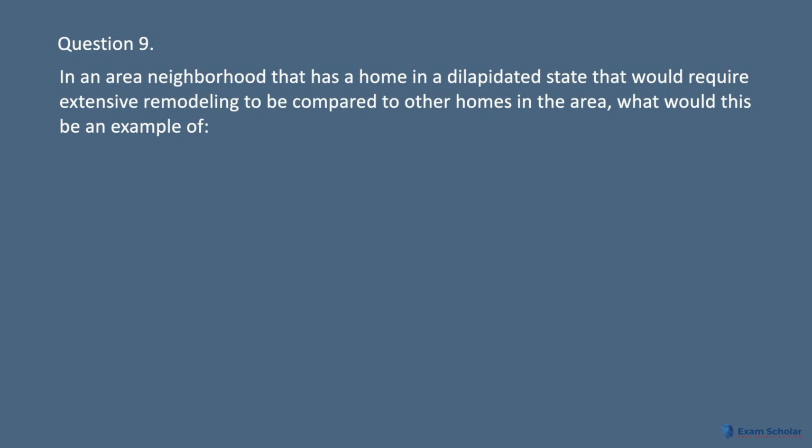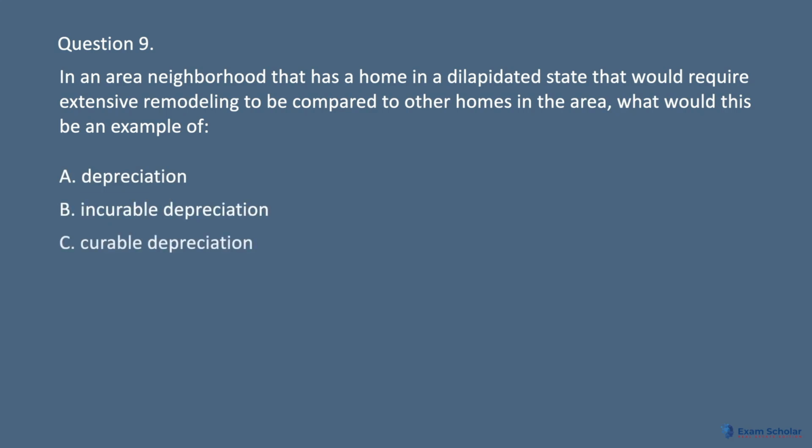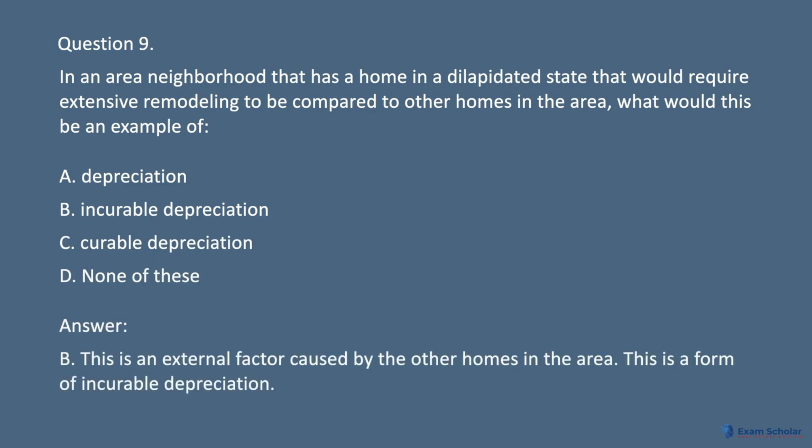Question 9. In a neighborhood that has a home in a dilapidated state that would require extensive remodeling to be compared to other homes in the area, what would this be an example of? A. Depreciation. B. Incurable depreciation. C. Curable depreciation. D. None of these. Answer: B. This is an external factor caused by the other homes in the area. This is a form of incurable depreciation.